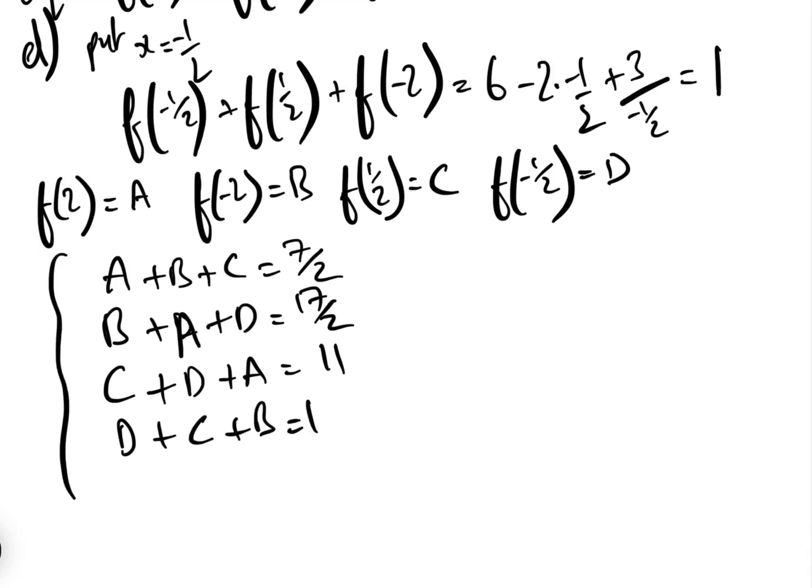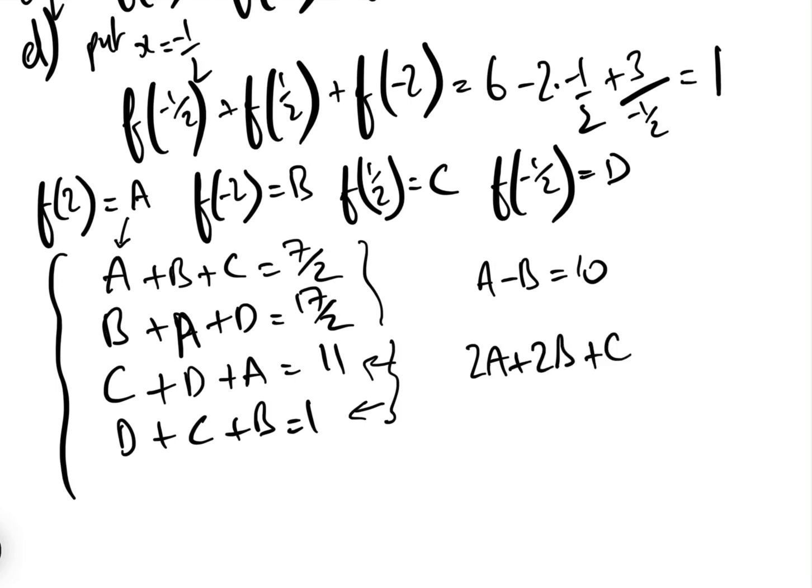So we have 4 equations here and we have 4 unknowns. We need to find A, which is f of 2. That's what the question asks us. Okay, so first of all, let's just look at those two. If we take one away from the other, then we get A minus B equals 10. That's using those two equations. And then using these two equations here, if we add them together, we get 2A add 2B add C add D equals 24 over 2, which is 12.